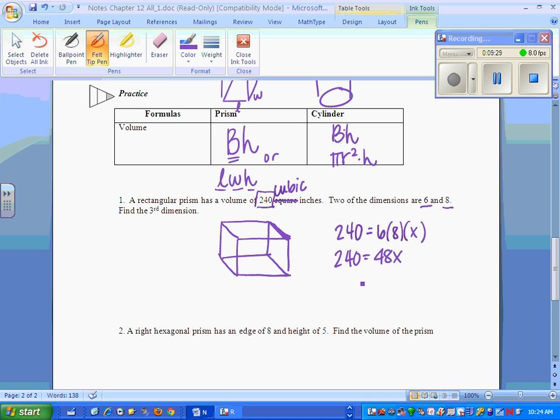Divided by 48. 5 units. Okay? So far so good.